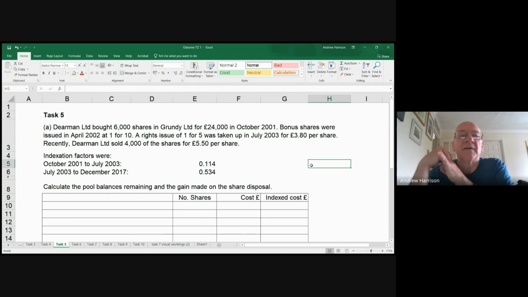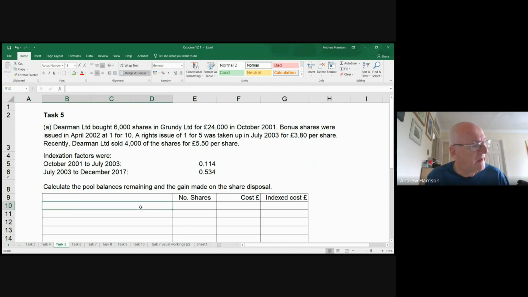So Doomon, 6,000 shares in Grundy for £24,000. It's got most of the aspects in this question, so there isn't that much more. So we better just put that in. You can just start putting things in. Purchase shares, October 2001. It was 6,000.